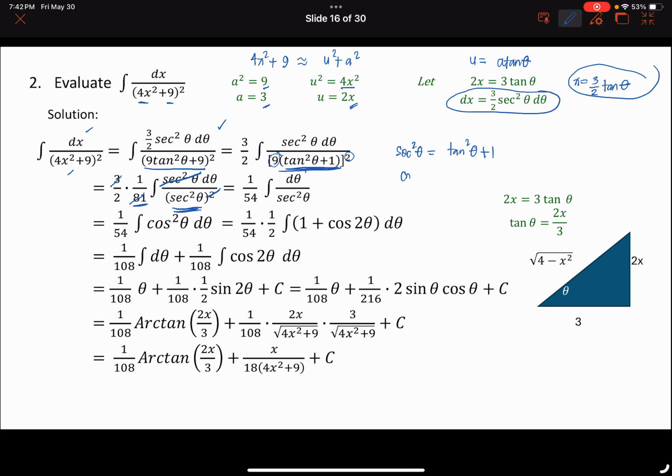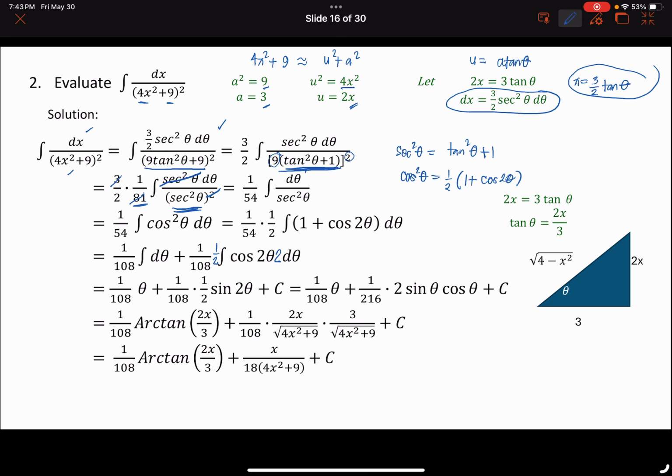And we will be using the power reducing formula: cosine squared theta is equal to 1/2 of 1 plus cosine 2 theta. So 1 over 54, we factor out 1/2 and then we have 1 plus cosine 2 theta. 1 over 54 times 1/2 is 1 over 108 integral of d theta. 1 over 108 integral of cosine 2 theta d theta. So we have to apply a correction factor of 2 and we neutralize it by 2 as well.